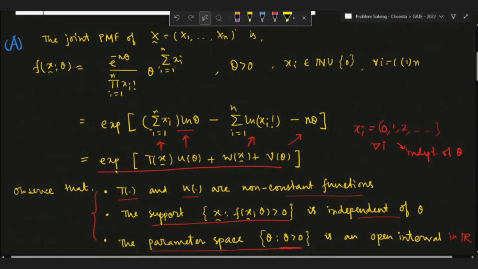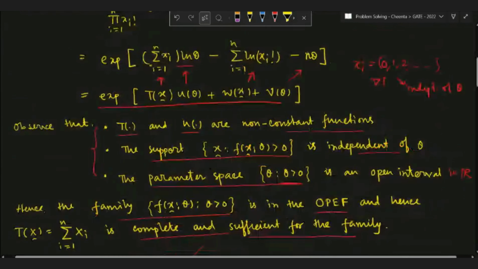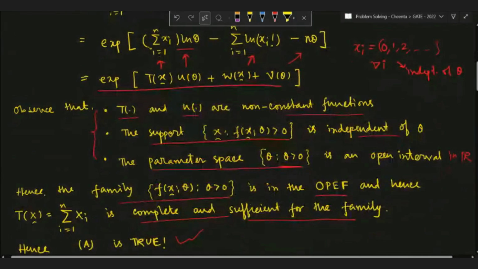So we can write it as exponential of T(x) u(theta) plus w(x) plus v(theta), where T(x) is summation xi, u(theta) is ln theta, w(x) is minus summation ln xi factorial, and v(theta) is minus n theta. So observe that T and u are non-constant functions. T is summation xi and u is ln theta, which are non-constant functions of the sample and the parameter respectively.